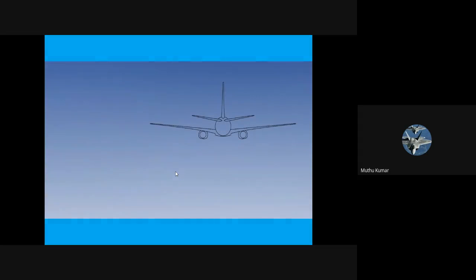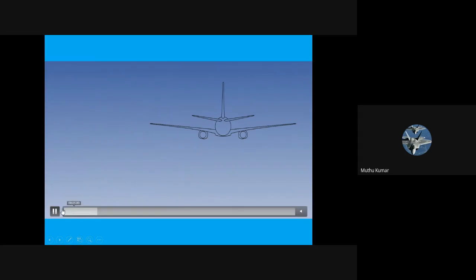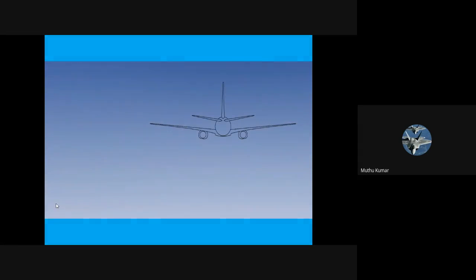Okay, next comes the lateral stability. So we've seen longitudinal and directional. Lateral is about rolling. When an aircraft rolls, the rolling starts by applying the aileron. So once it rolls, there is going to be a side force created.